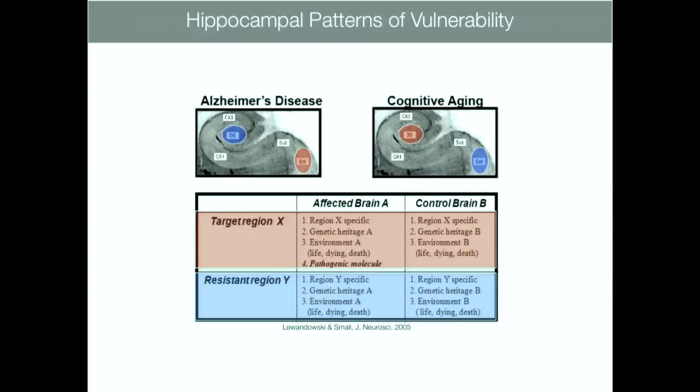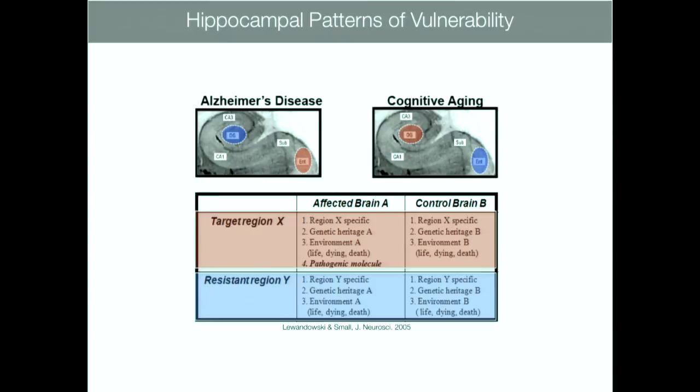So this is sort of a 2x2 factorial analysis as a statistical concept, but I think it's self-evidently true. What one can do now, based on these patterns of vulnerability and resistance, is isolate the entorhinal cortex and the dentate gyrus within a brain of patients and controls.